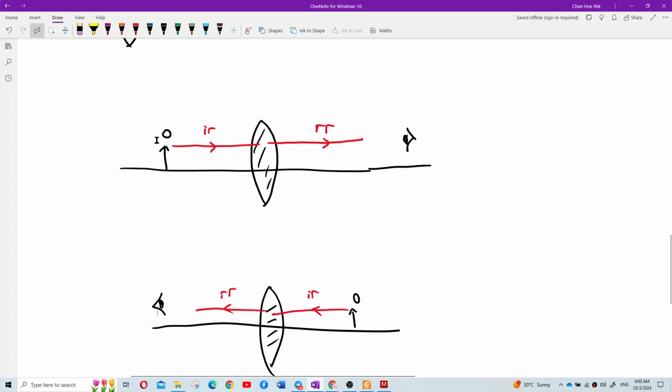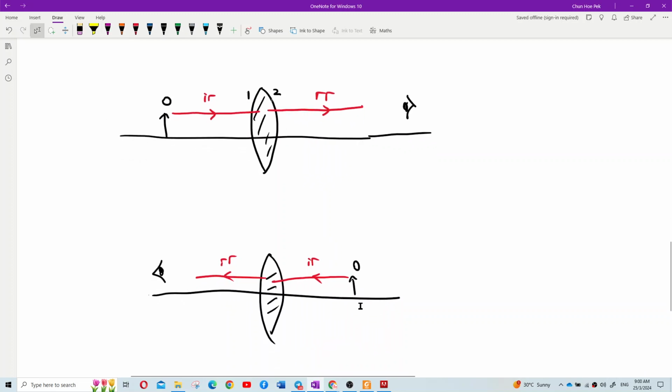So if you draw your object at the left hand side, then the left hand side surface is surface 1 and the right hand side surface is surface 2. If your object is at the right hand side, then the right hand side surface is surface 1 and the left hand side is surface 2. Understand, class? The first surface is always the incident ray side. The second surface is the refracted ray side. So whether you draw the object at the left or right hand side, no problem, class.